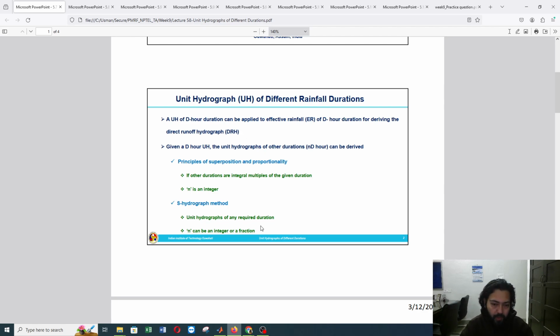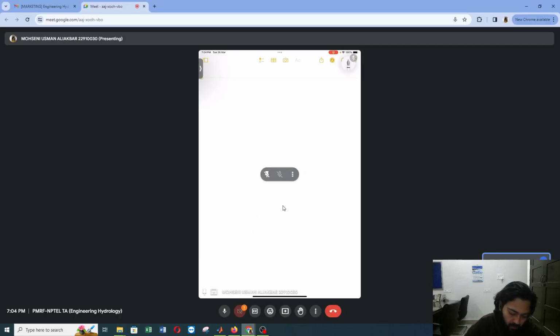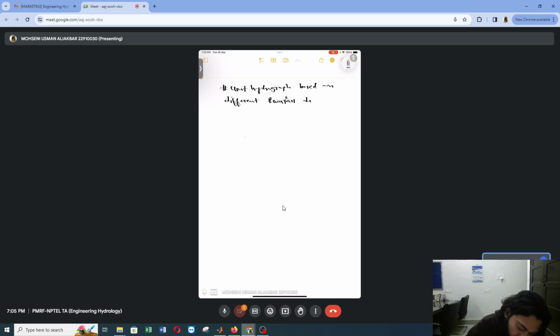So what we are going to do this week is talk about how we can develop the unit hydrograph based on different rainfall duration. This is what we are going to begin today's session with. This is the first topic that we are going to cover in this week's session.